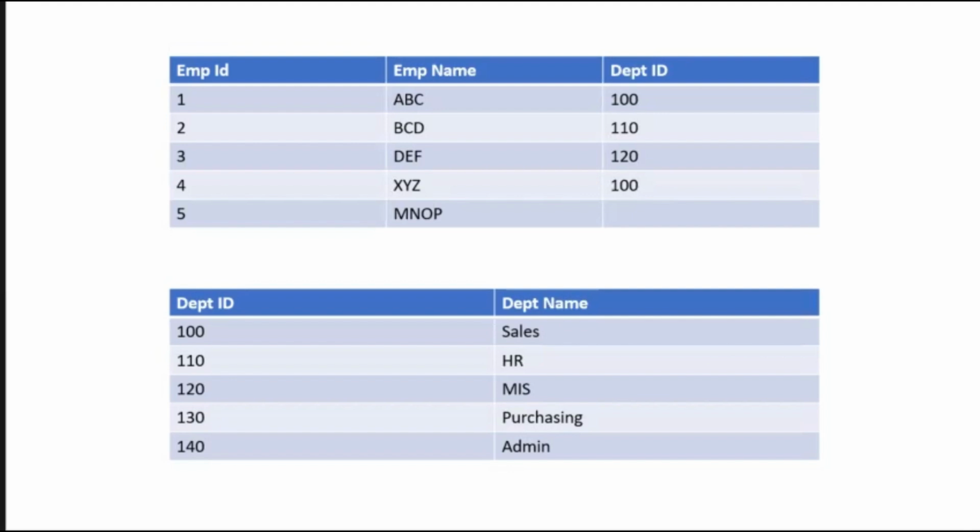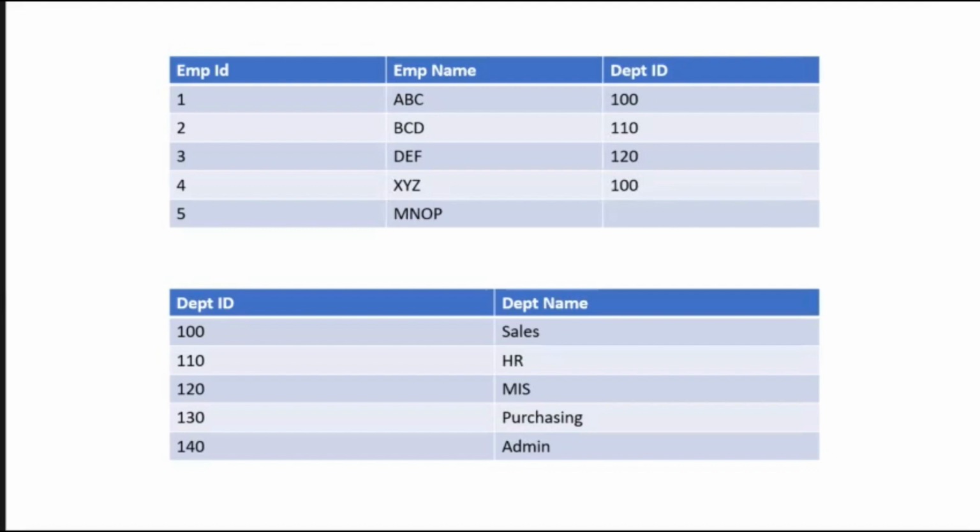MNOP doesn't have any department ID. That means he has not yet been assigned a department. Similarly, if you look at the department table, there are two extra values, purchasing and admin. Nobody is in that department. So it is created there, but nobody is in this department.